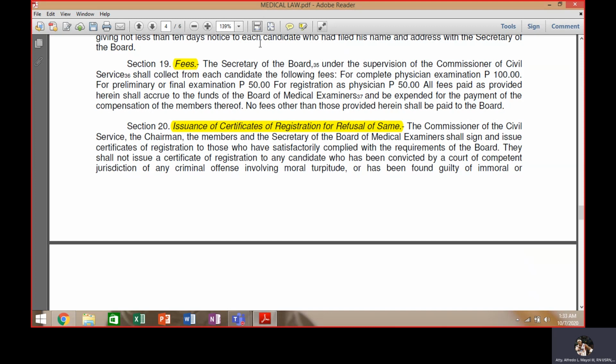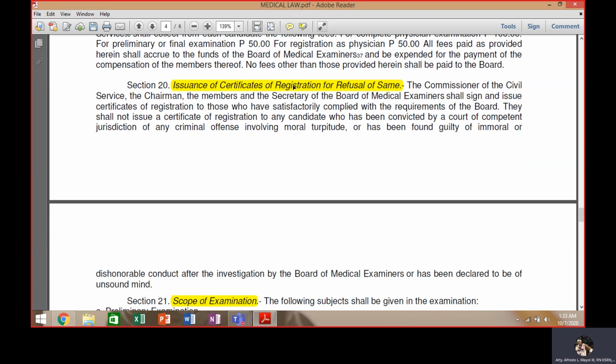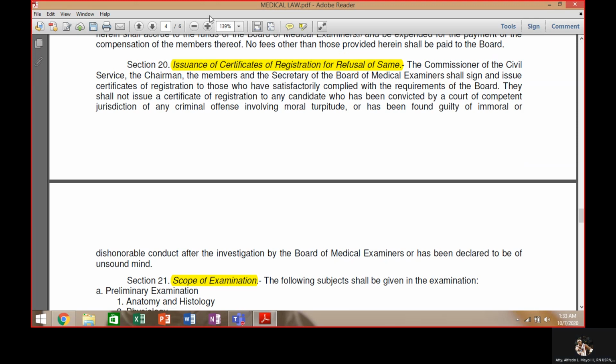Okay? However, this provision has been amended. Okay? Now, the examination fee is increased. For registration as physician, 50 pesos. All fees paid as provided herein shall accrue to the funds of the Board of Medical Examiners and be expended for the payment of the compensation of the members thereof. No fees other than those provided herein shall be paid to the board.